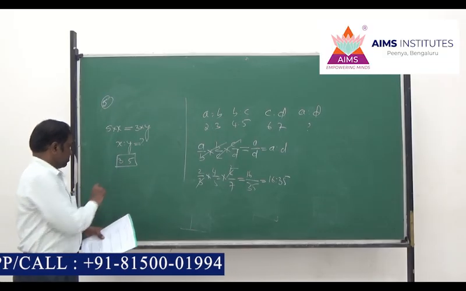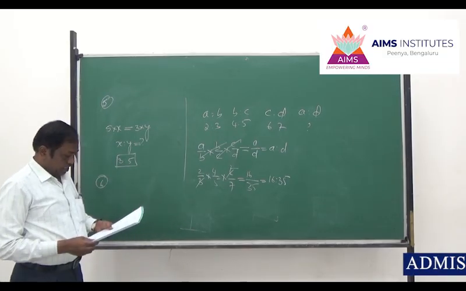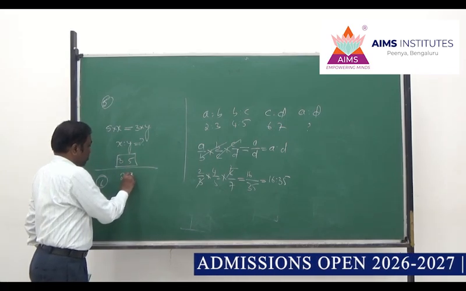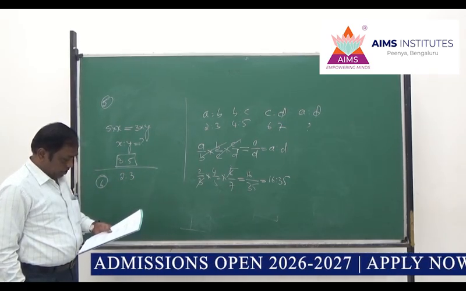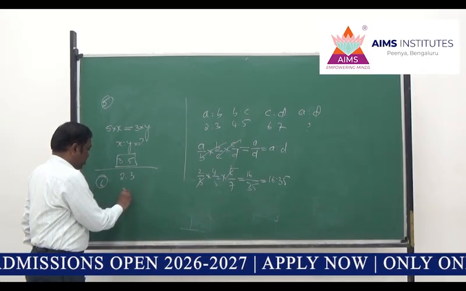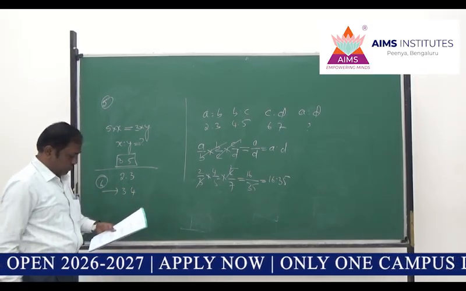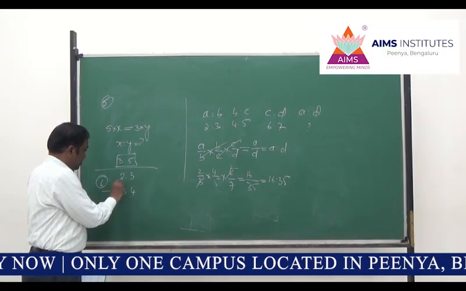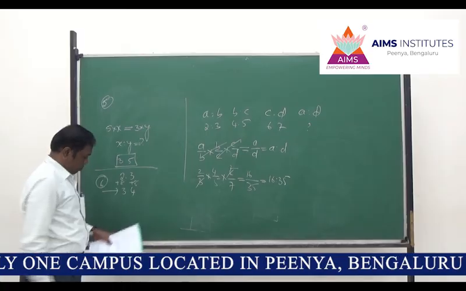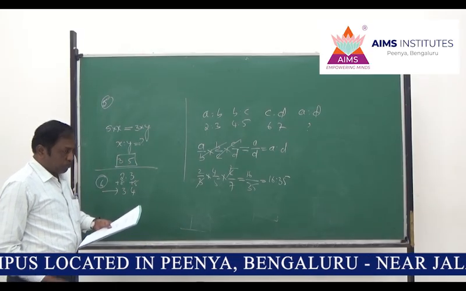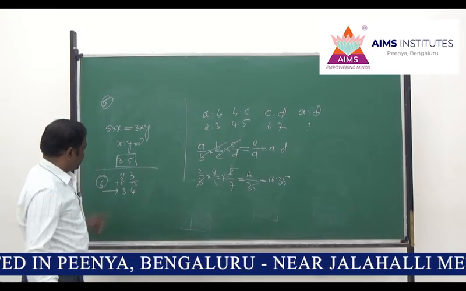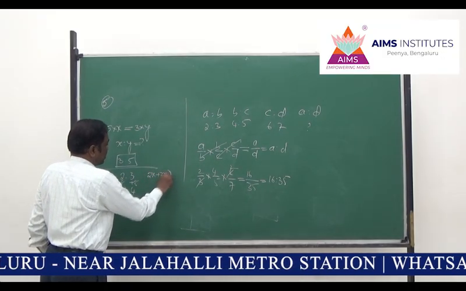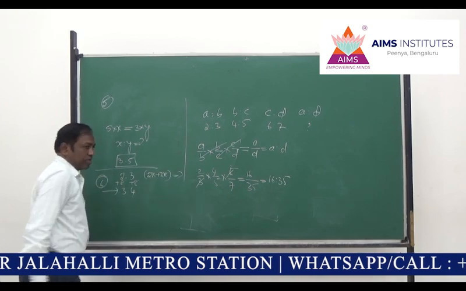Yes, next, 6. If two numbers are in the ratio 2 is to 3, and the ratio becomes 3 is to 4 when 8 is added to both the numbers, then the sum of the two numbers, 2x plus 3x, is what?